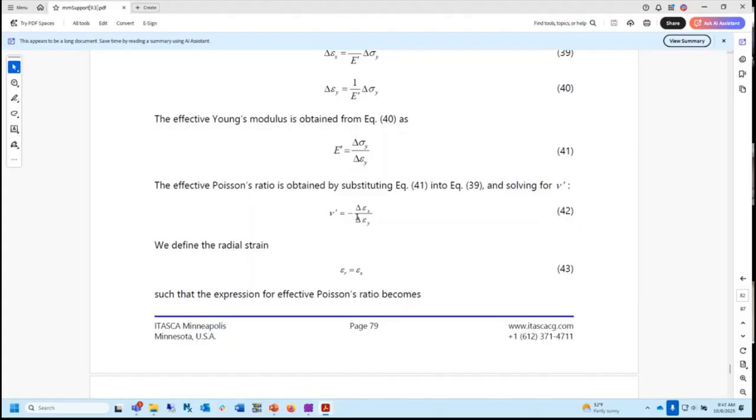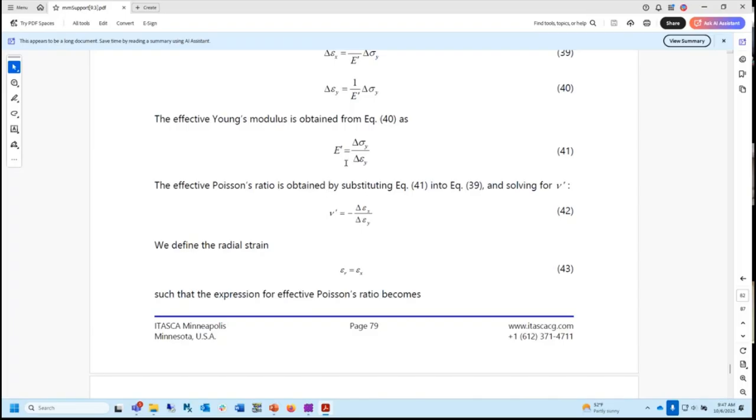Nonetheless, if you define E prime and nu prime this way, and you build bonded particle models this way, it all makes sense and behaves pretty much like a real triaxial test with PFC3D.